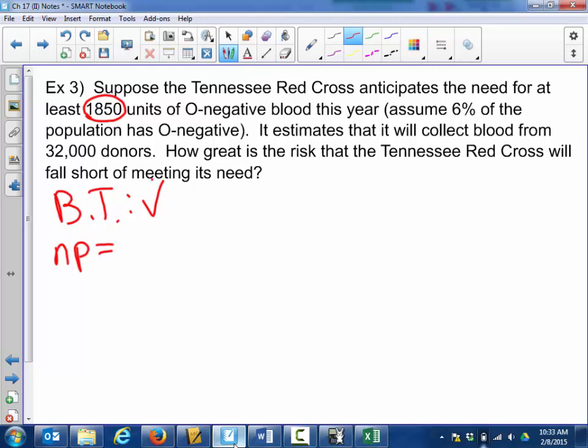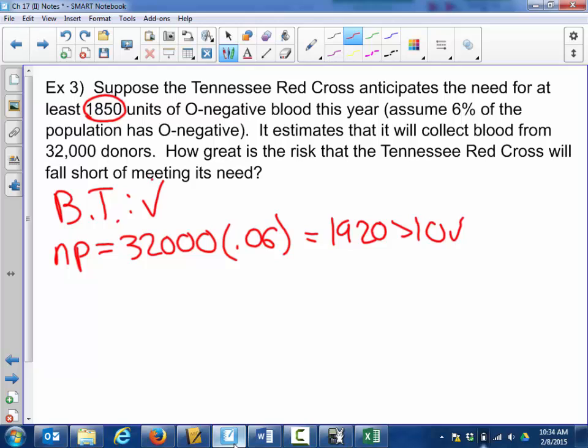Okay, so let's see if we expect to see at least 10 successes and at least 10 failures. Well, the number of trials times the probability of success is the number of successes we expect to see. We have 32,000 donors or trials in all times the probability of success of 6%, which takes us to 1,920, which is certainly greater than 10. So the first condition is met.